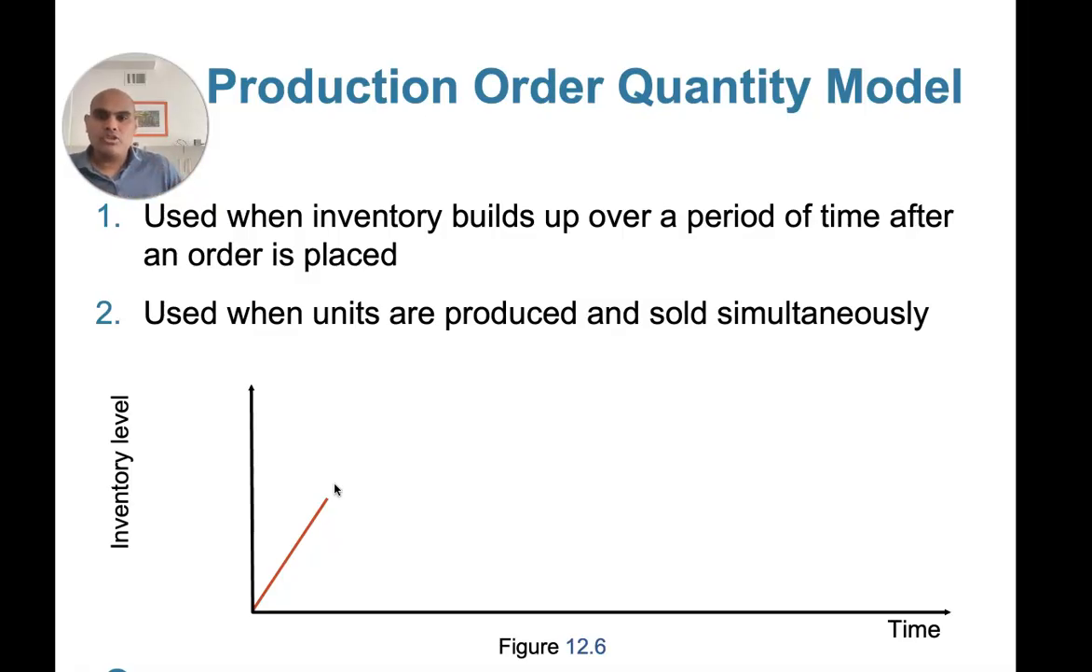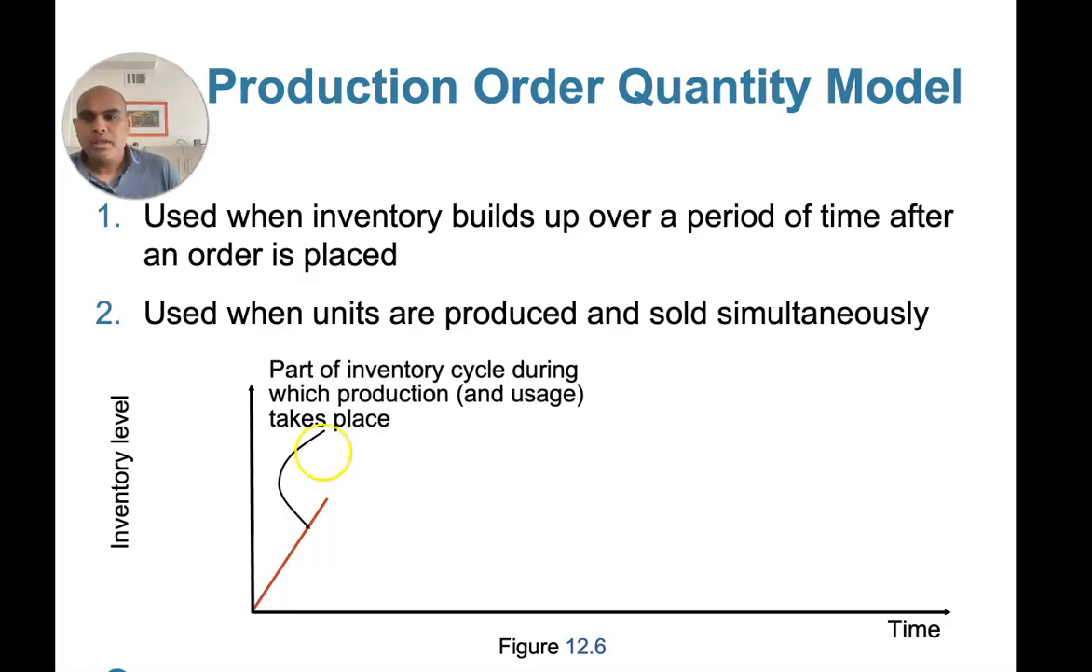This way, your factory is running throughout the year and your employees are employed throughout the year, but you are manufacturing different items in different chunks. That's the example we are looking at here. This is the part of the inventory cycle during which production and usage both take place at the same time, and your inventory builds up to a certain amount. After that, you stop production of this particular item, and this is the maximum inventory that you reach. And then you start slowly using up the remaining inventory over a period of time.